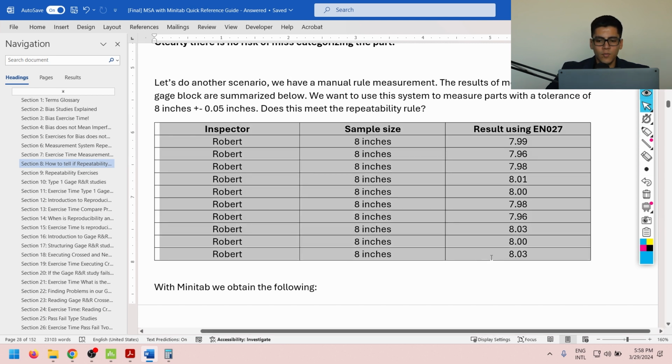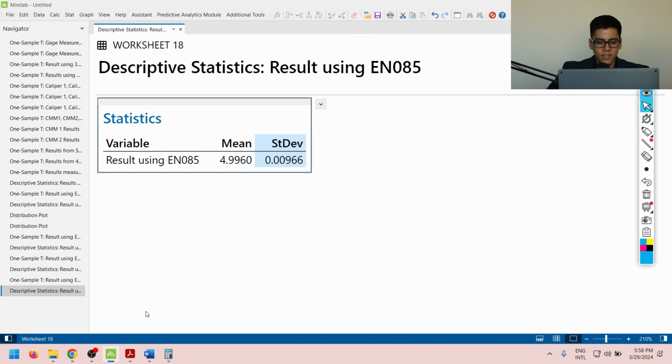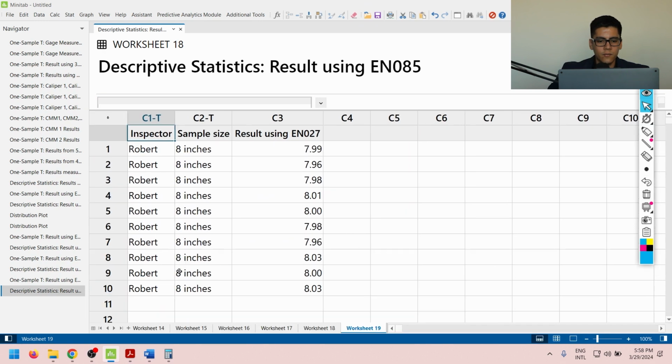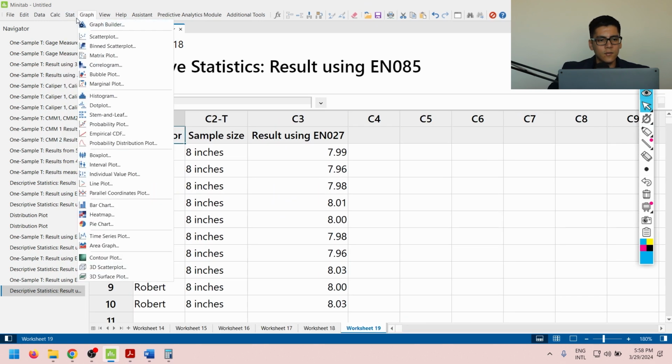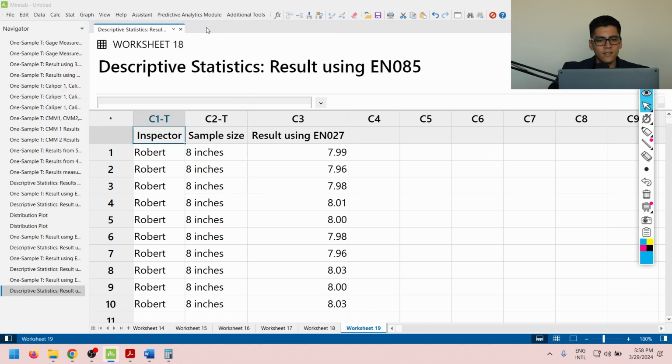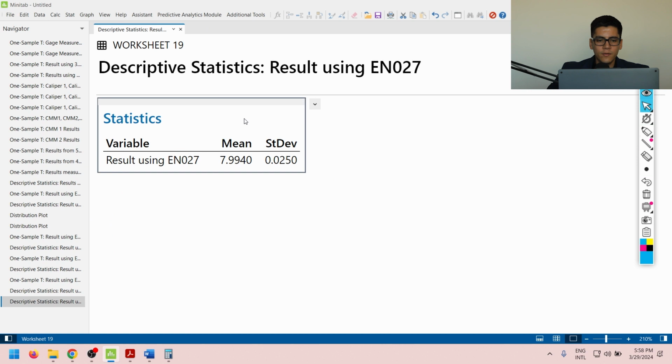So I'm simply going to copy my information and paste it over here into Minitab. There we go. And we're going to do Stat, Basic Statistics, and then Display. We're going to grab C3. And we have here our mean and our standard deviation. The standard deviation right now is 0.025. 3 times sigma would be 3 times 0.025.